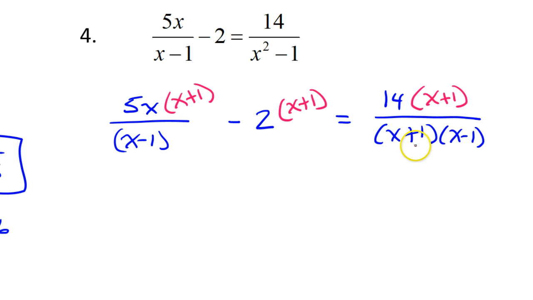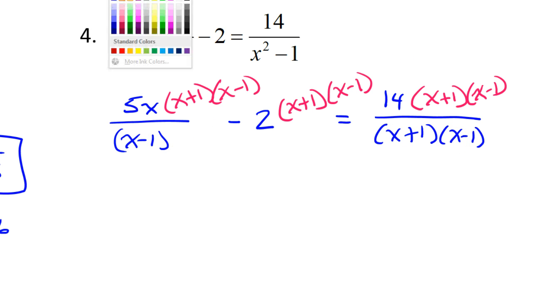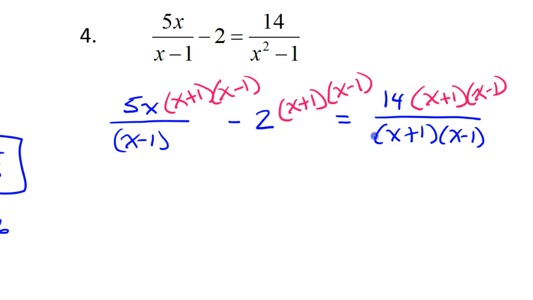Because that's one of the things I see in the denominator. But I'm also going to multiply everything by x minus 1, because that's the other thing I see. So basically I'm multiplying everything by x plus 1, x minus 1. The idea is to cancel out all of the denominators and sort of flatten this equation out. So if I do that, over here on the right hand side, x plus 1 and x minus 1 all cancel out.